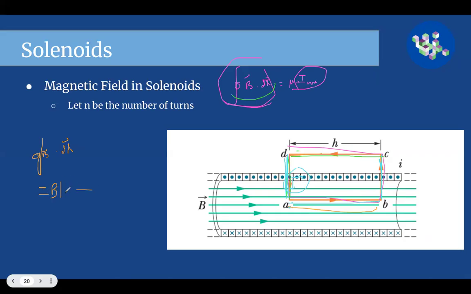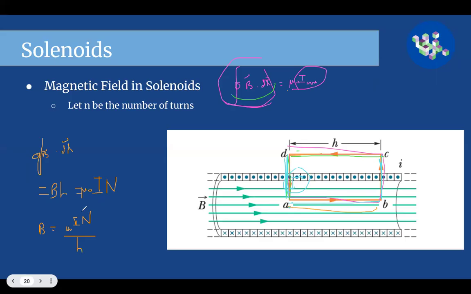So B times, we call it H here. And then that equals mu zero times the enclosed current I. What is that? That is mu zero times each individual current, so basically the current through the solenoid, times the number of current loops that this path encloses. So we'll call that big N for now. So then B would equal mu zero I times big N divided by H.